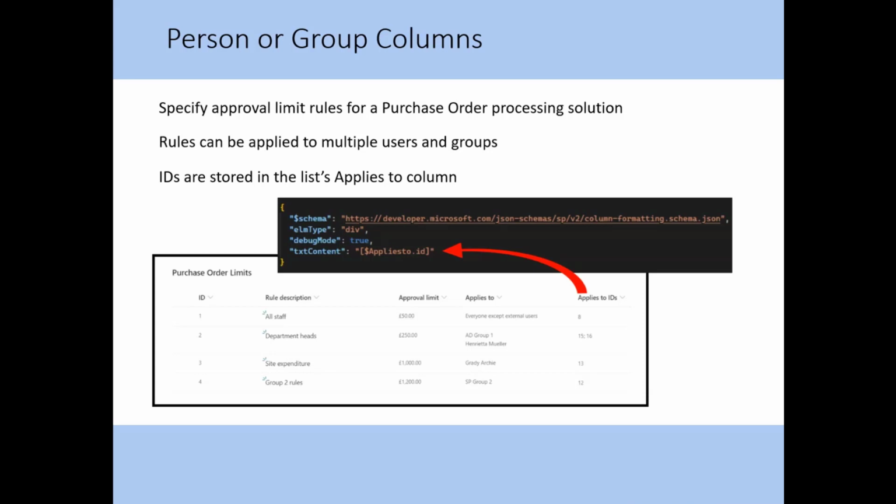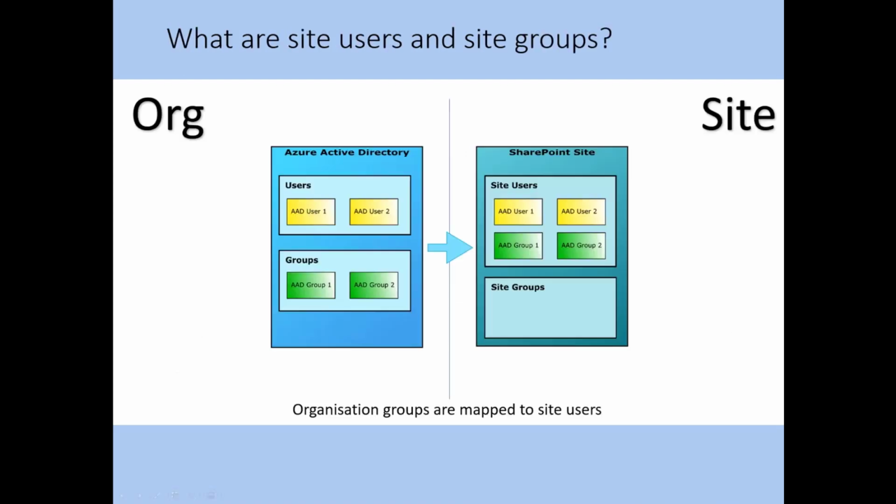So the solution needs to determine if a purchase order limit rule applies to a particular user. To do that, we'll need to find all the IDs used to identify the user and their groups on the site. In other words, there are multiple identities, and then match those against the IDs stored in the rule.